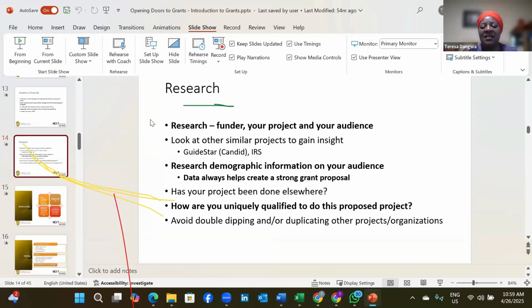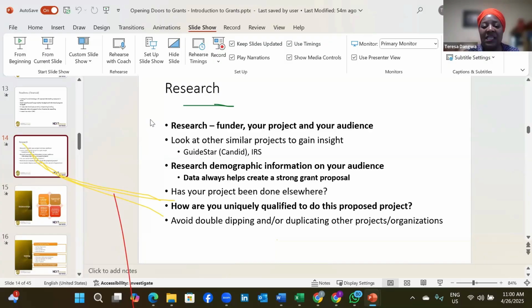So look at other similar projects to gain insight. If you go on to GuideStar, which is now called Candid, or even the IRS, it will give you an idea of what similar projects are being done by organizations that are similar to you. Research demographic information on your audience. Data always helps create a strong grant proposal. If there is no data available for your particular audience, then you collect it. Take the time to collect it.